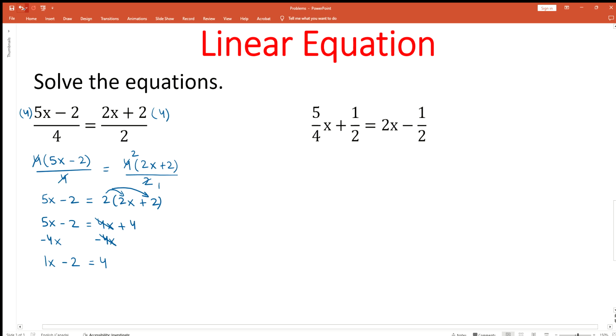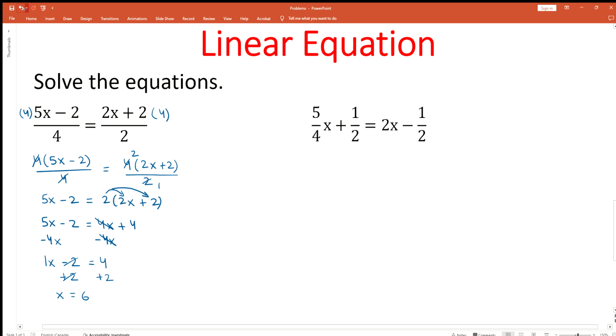In this step, negative 2 and 4 are like terms. We can gather and combine the number terms on the right side of the equation. We should add 2 to both sides. We can write 1x as just x. We don't write 1 as a coefficient of the term. 4 plus 2 is equal to 6. This is the solution of the first equation.